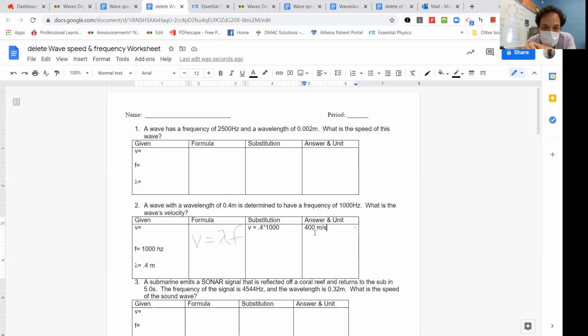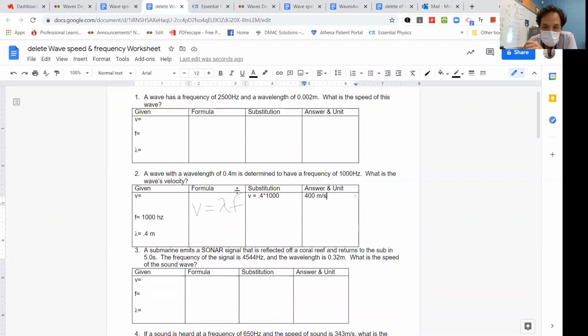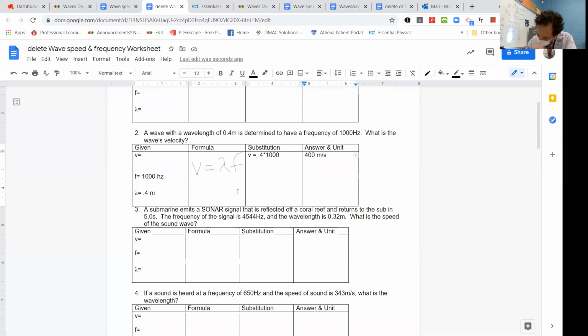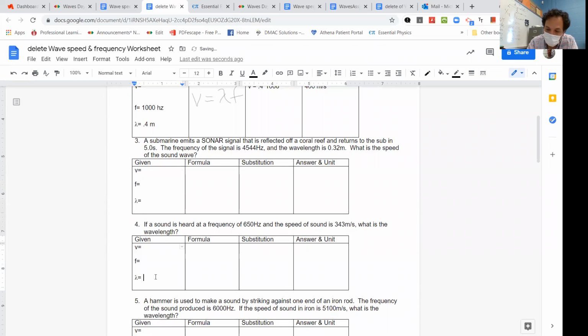Very easy. It's a 3-variable formula. It's not too hard. So that's velocity. Then you'll notice, let's look at number 4. If a sound is heard at a frequency of 650 hertz and the speed of sound is 343 meters per second, what is the wavelength? So we don't know what the wavelength is. That's number 4. So wavelength, we don't know. Frequency is 650 hertz. And the velocity of sound is 343 meters per second.